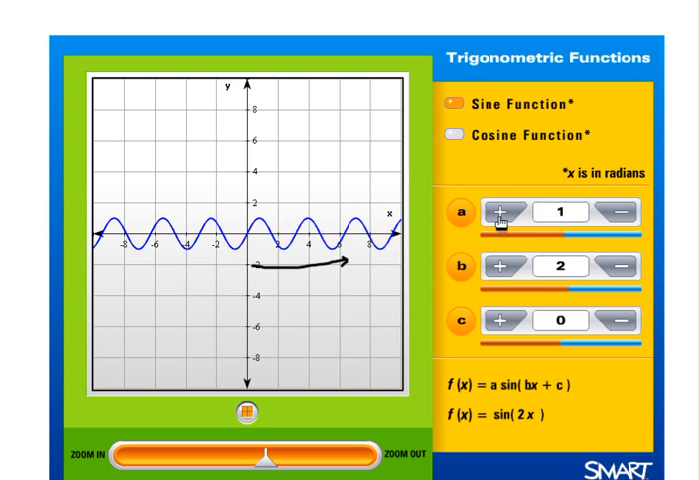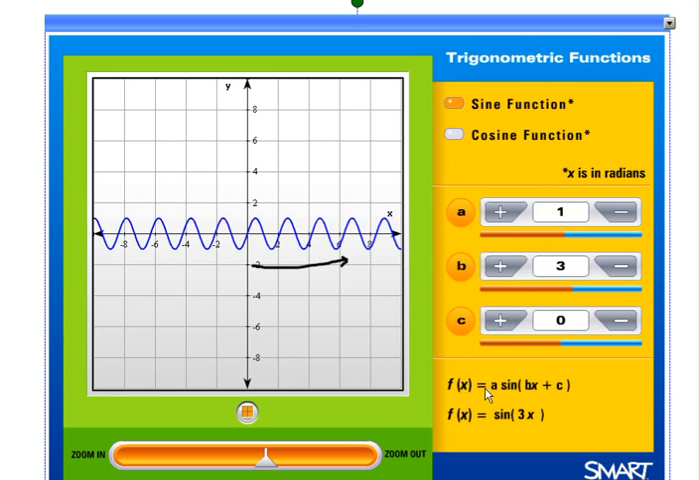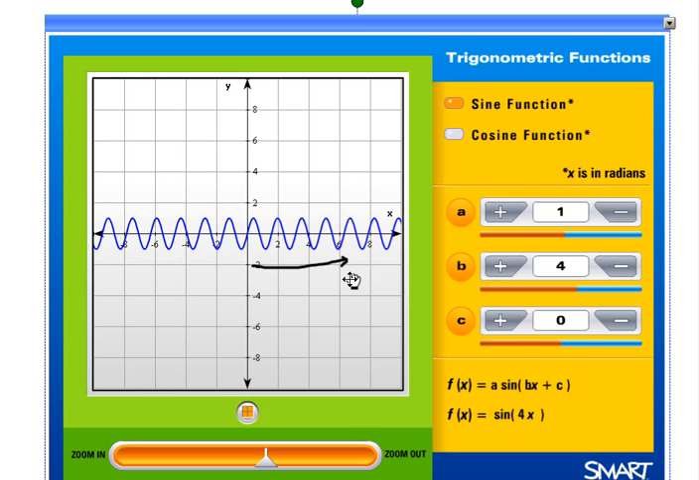What happens if I look at sine of 3x? Now how many cycles of sine do I have? Here's 1, 2, 3. So do you see what this number is doing? If this coefficient is greater than 1, my graph is going through the cycle of sine much more quickly, right? It doesn't take as long for it to complete a full cycle. So keep that in mind. If I take that up to 4, notice it is completing 4 cycles of sine in between 0 and 2 pi.